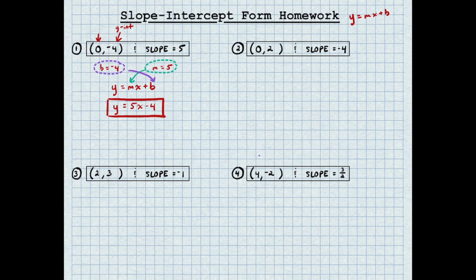Let's try number 2 here. Since we have a 0 again, we notice that this 2 is going to be the y-intercept again. We can say from that b is equal to +2. We're also given the slope, so we can say m is equal to -4. Again, slope-intercept form is y is equal to mx plus b. We're going to take our -4 here, substitute it in for m, and we'll take our 2 here and substitute it in for b. Our equation in slope-intercept form is going to be y is equal to -4x plus 2.